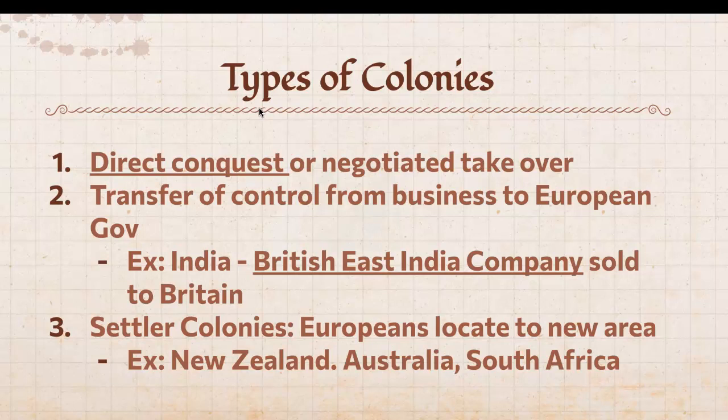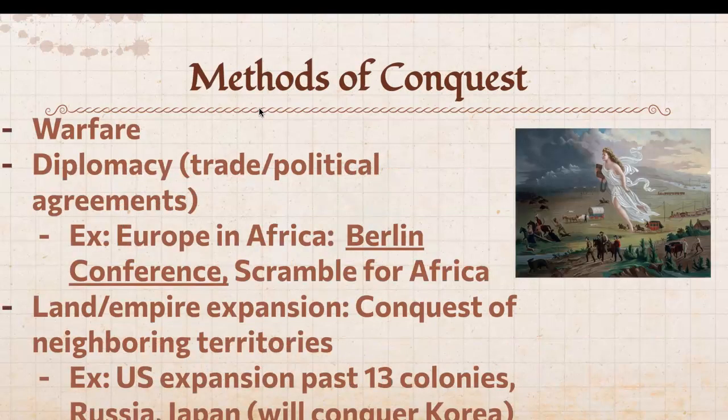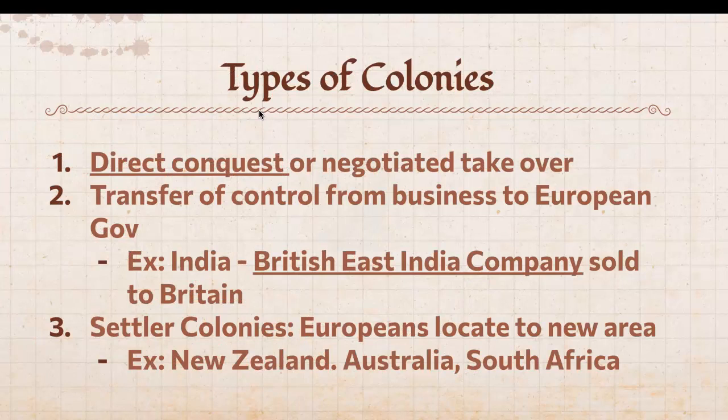There's 3 different kinds of colonies. That is going to be colonies that are direct conquest or negotiated takeover. This is very similar to the warfare methods of conquest. The second kind of colony is going to be the transfer of control from businesses to European governments. We're going to see this in India with the British East India Company. This is going to be sold to Britain. That's how they get their name, British East. And then Britain will take over a lot of India through that company. And then through that company, Britain is able to influence political decisions and policies that are made, which will impact the economy.